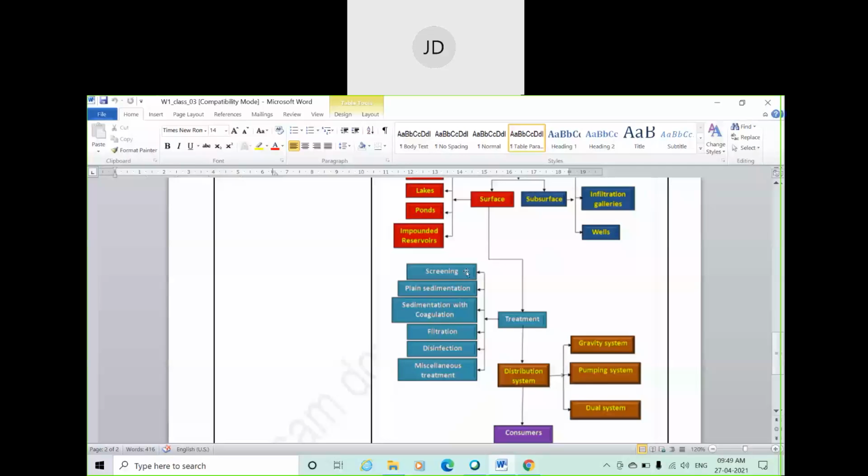So I told you the basic idea about screen. I will not say it in detail, just a rough overview, since you already got this. So after screen, you have to provide what? You have to provide aeration. I think you heard this term aeration, isn't it?